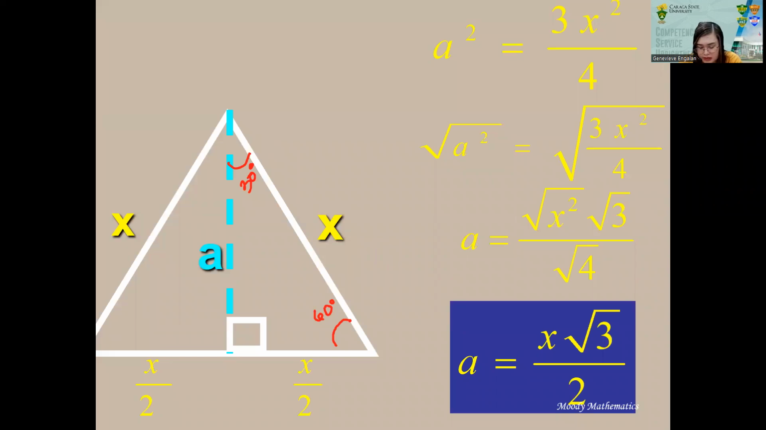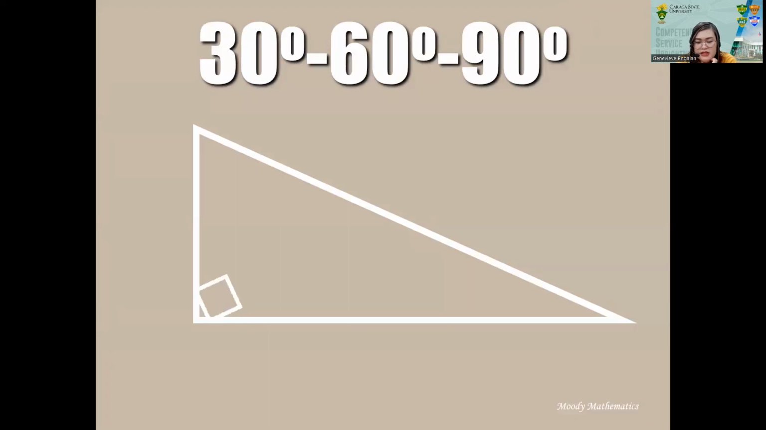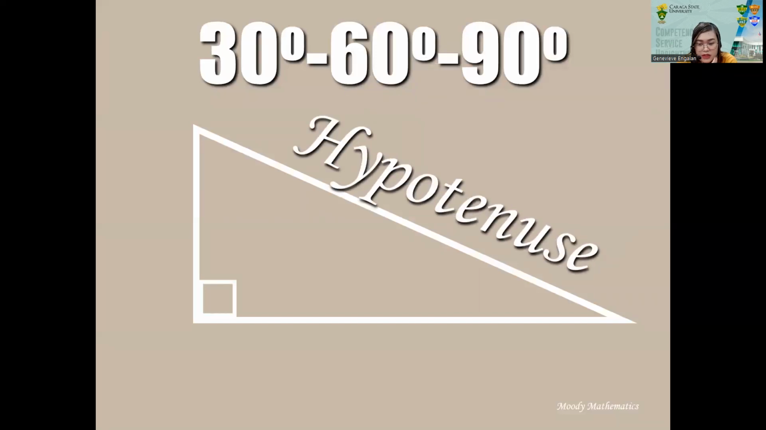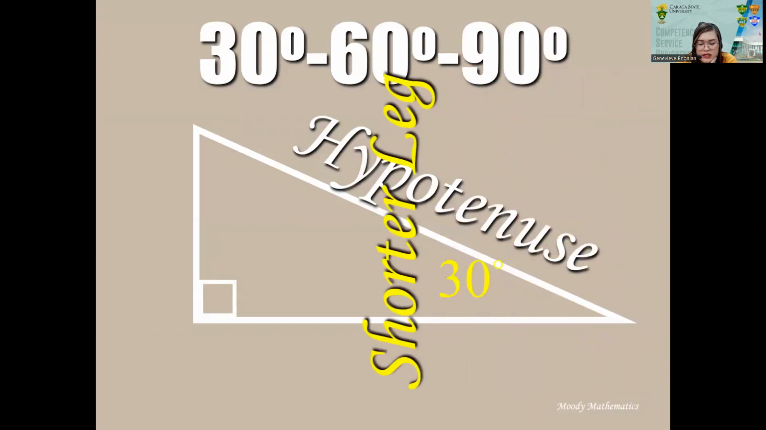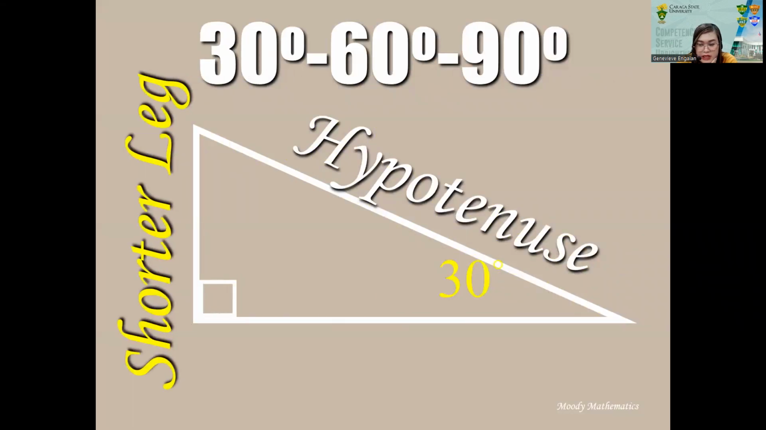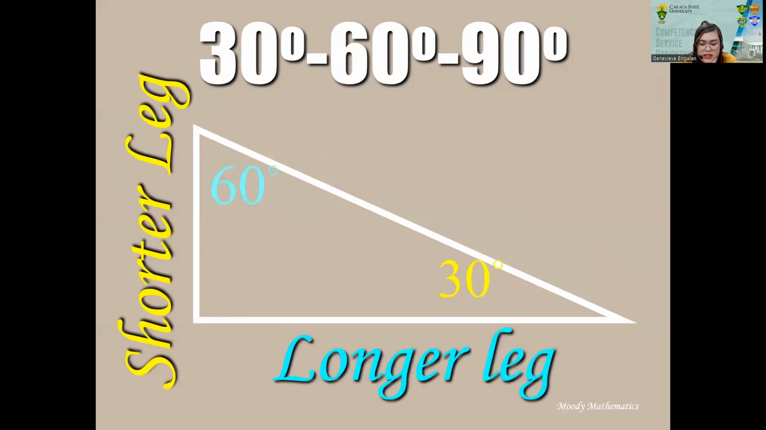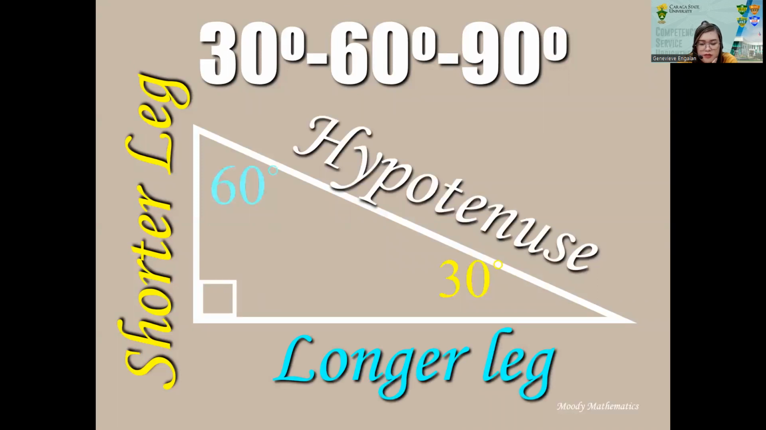So again, let us summarize. So if you have a 30, 60, 90, if this is your 90 degrees and this is your hypotenuse, the side opposite the 30 degree angle is your shorter leg. And if this is your 60 degree angle, the opposite is the longer leg. So that is the relationship. The opposite of 30 is the shorter leg, the opposite of 60 is the longer leg, and the opposite of the right angle is the hypotenuse.